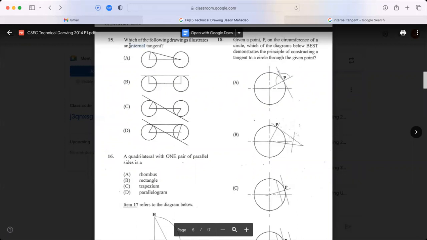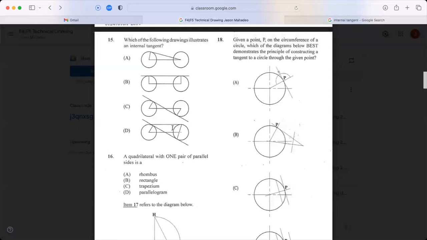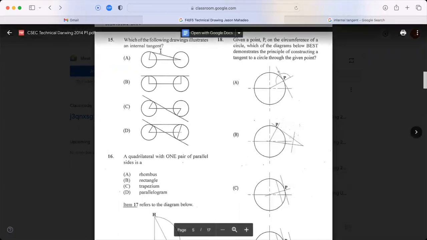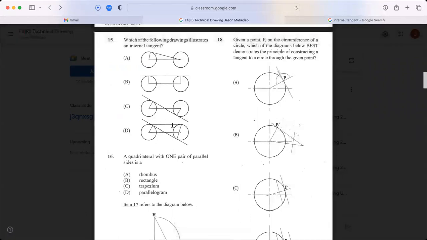Well, why wouldn't it be D? D is the same thing. Yeah, but the difference here is I think they wanted to give the answer that best shows it. This one shows the external as well. If I was to look at this, how would I know which one is the internal if I didn't know the meaning of internal? Because they have an external one here as well. It's usually a case of which one is the best answer. I see.